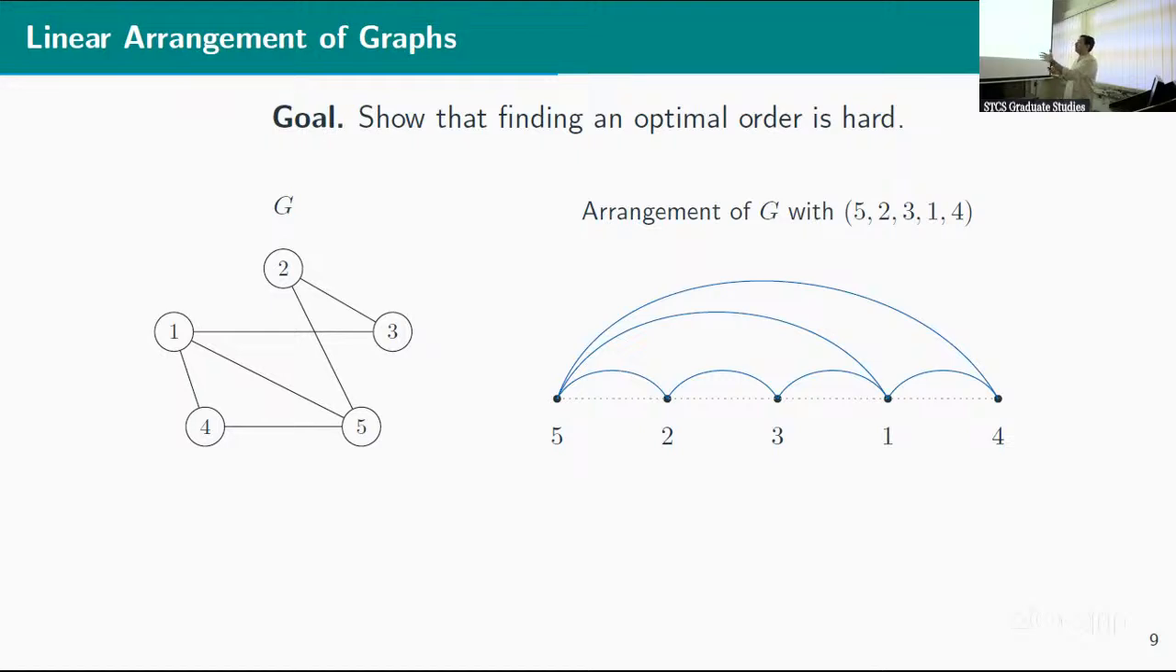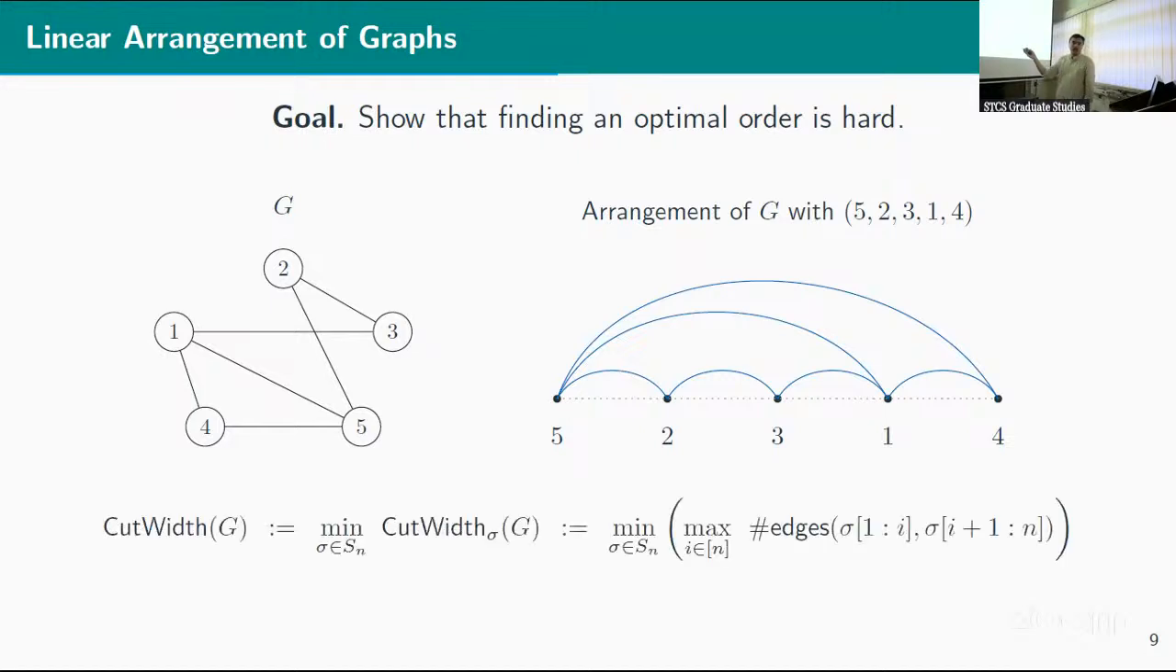The one we will use is called the cut width problem, or sometimes the minimum cut linear arrangement problem. What is the cut width problem? The cut width of a graph is the minimum over all arrangements of the cut width with respect to that arrangement. For a fixed arrangement, the cut width is: you look at all the cuts between the ith and the (i+1)th vertex, and see how many edges are crossing that.